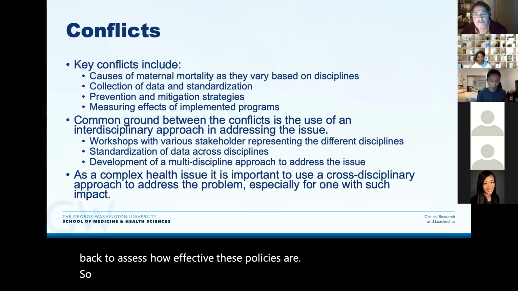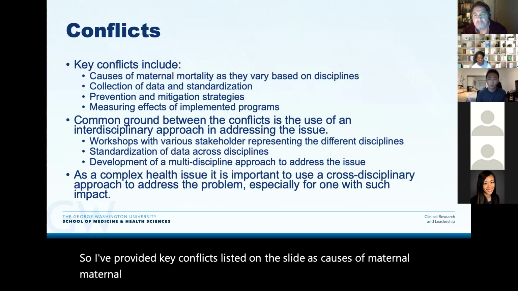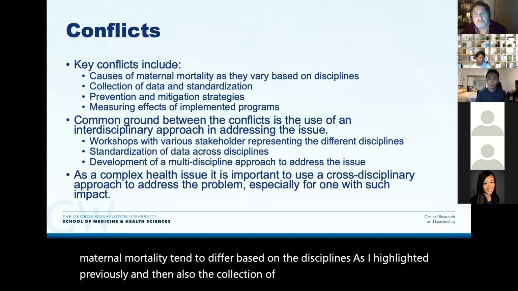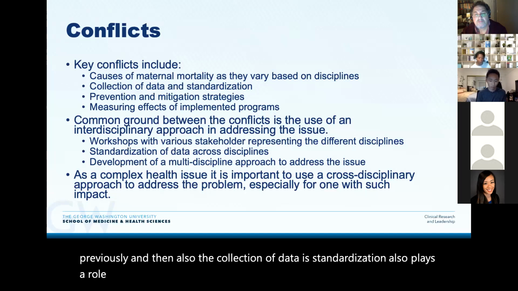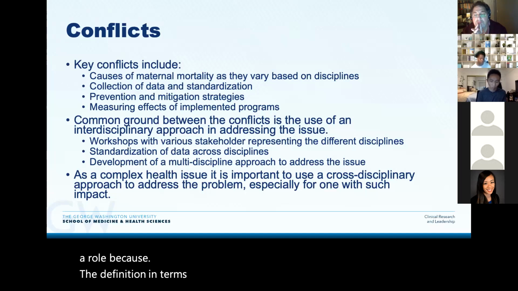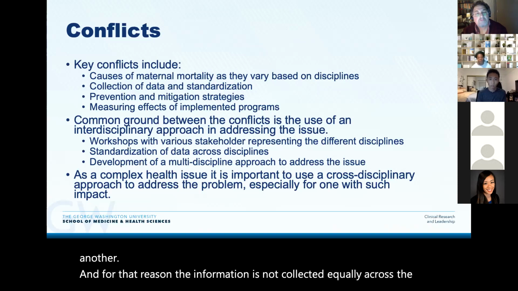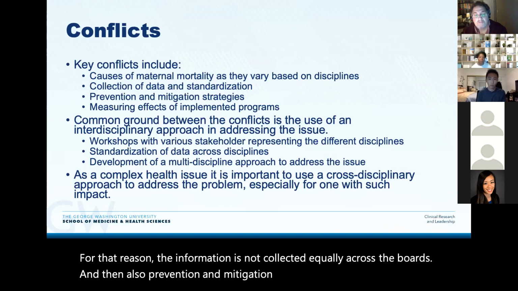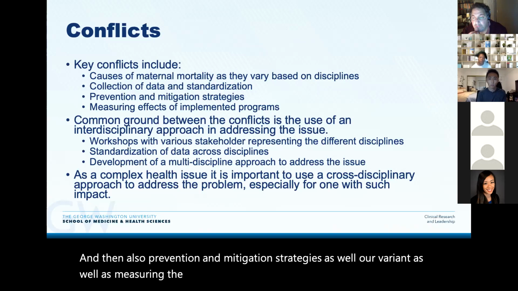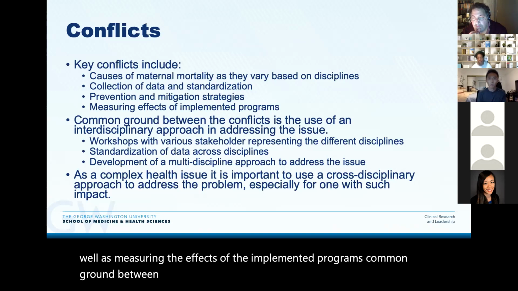So I've provided key conflicts listed on the slide. Causes of maternal mortality tend to differ based on the disciplines, as I highlighted previously. And then also the collection of data and standardization plays a role, because the definition in terms of data collection can vary from one discipline to another, and for that reason the information is not collected equally across the board. And then prevention and mitigation strategies are also varying, as well as measuring the effects of the implemented programs. Common ground between the conflicts is the use of an interdisciplinary approach in addressing the issues.